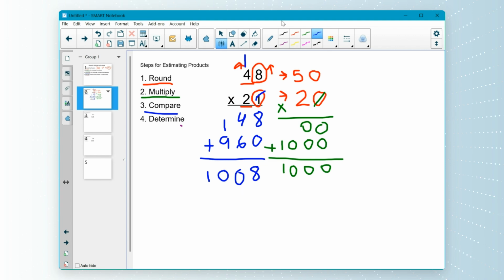So now, because I found those two numbers, I'm going to determine if my estimate makes sense and if my answer is reasonable. I already am looking and they're not very far apart. I have an 8 in my actual answer and I have a 0 here, but that makes sense. It's only 8 ones places off, which means that it's very, very close. So I am going to determine that this is a reasonable answer.